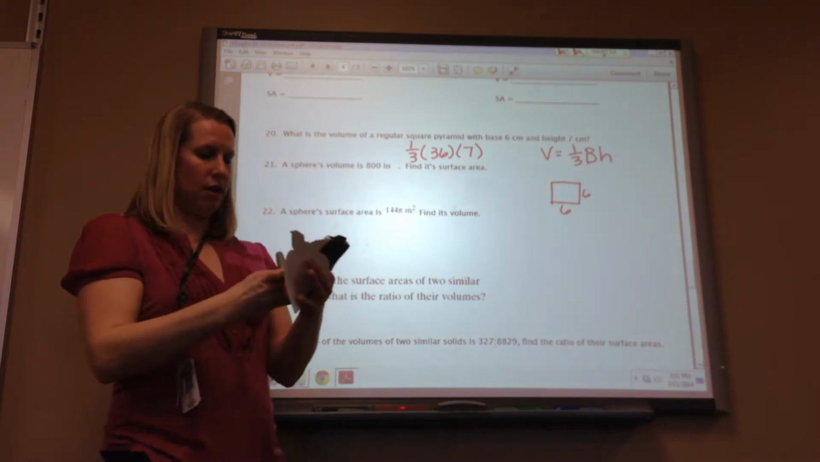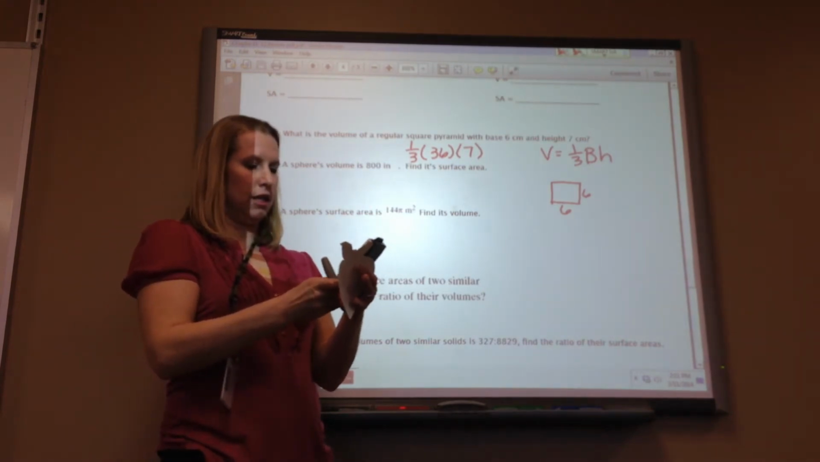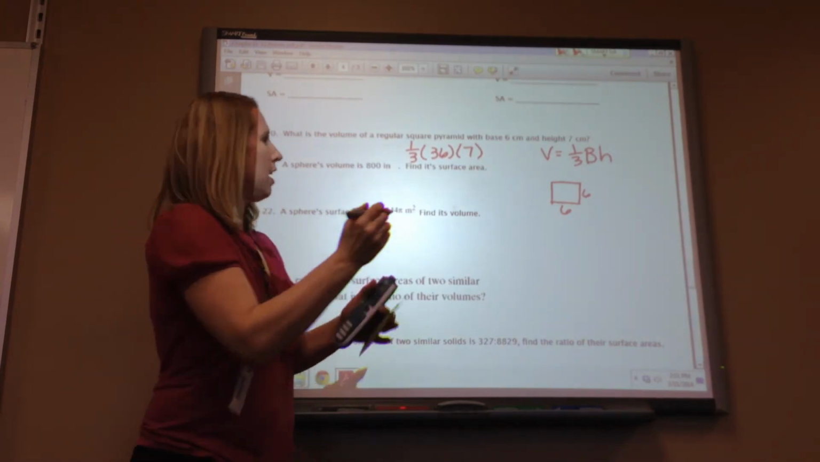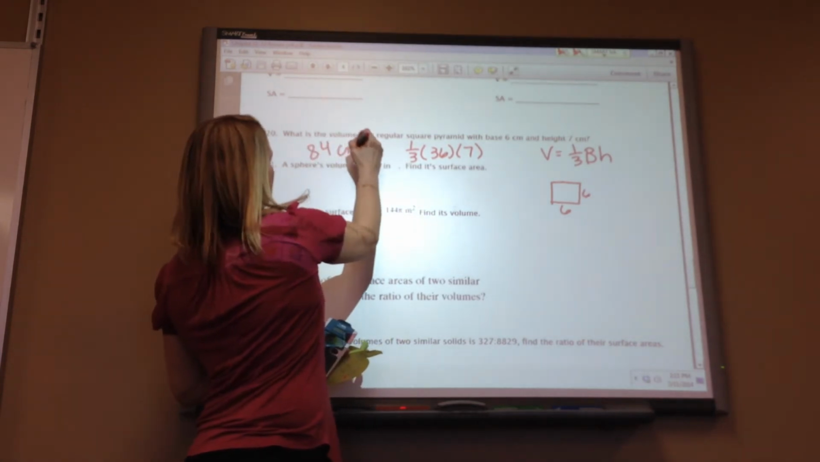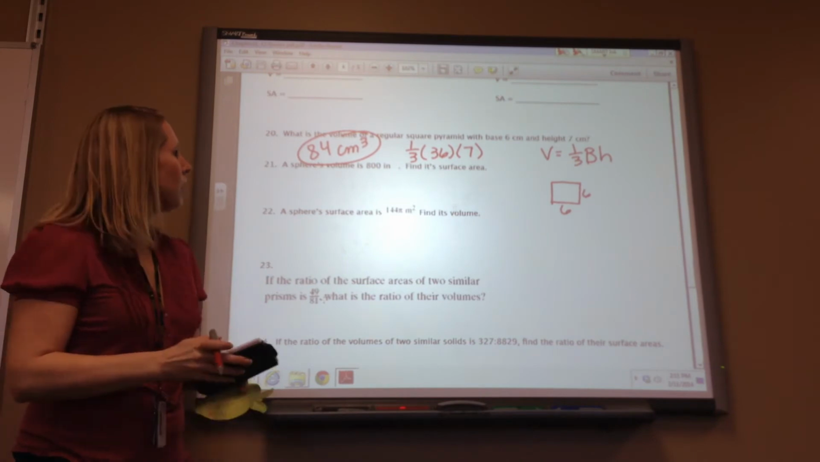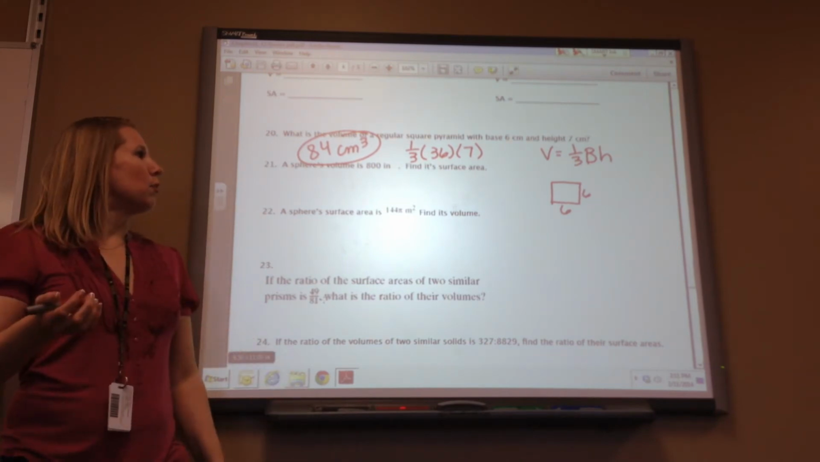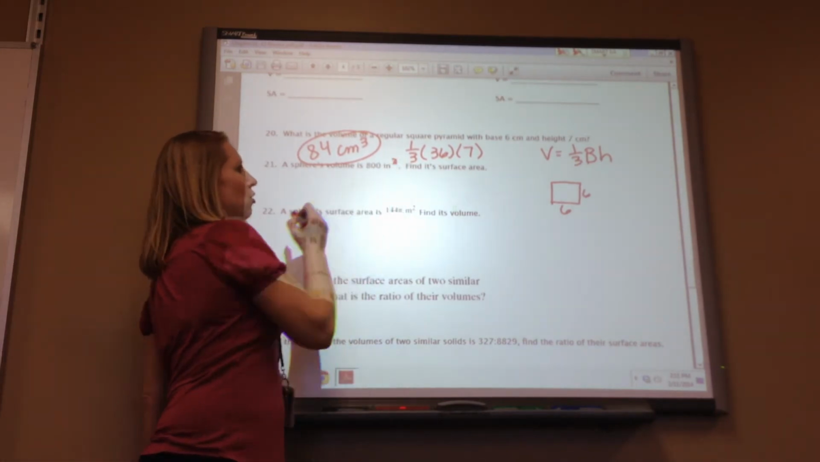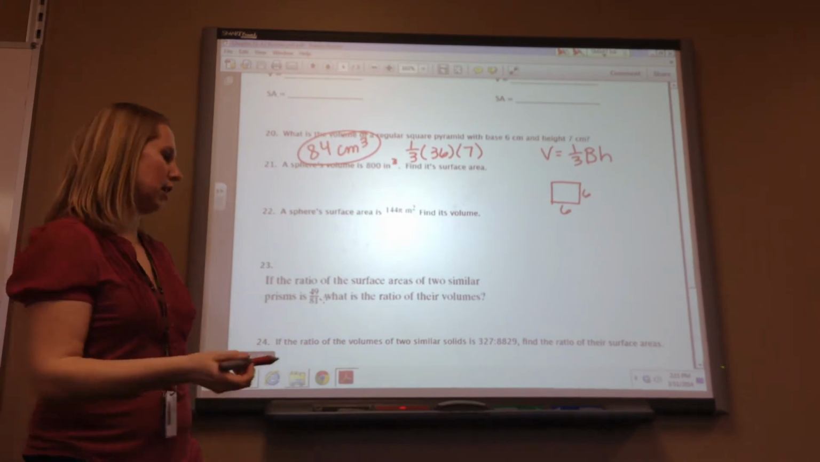So 1/3 times 36 times 7, and I got 84 centimeters cubed. So that would be that one. Okay, a sphere's volume is 800 inches cubed. We have to find the surface area.